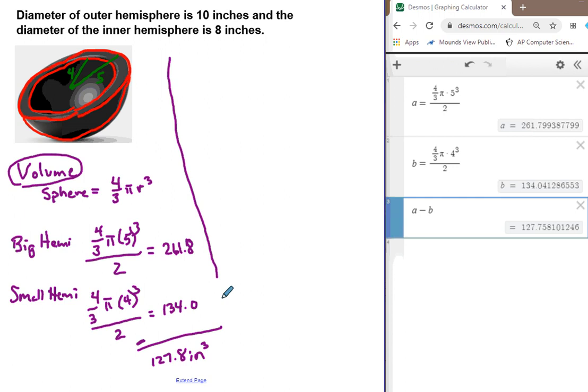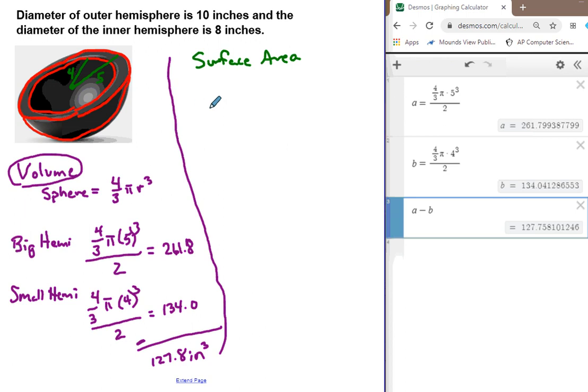And now we're going to go and do the surface area part. I'll switch colors just to keep my work a little organized. So for surface area, I'm thinking about, like, if I took paint and I wanted to paint this entire thing, I'd have to paint the outside and the inside, and I'd also have to paint this ring here.